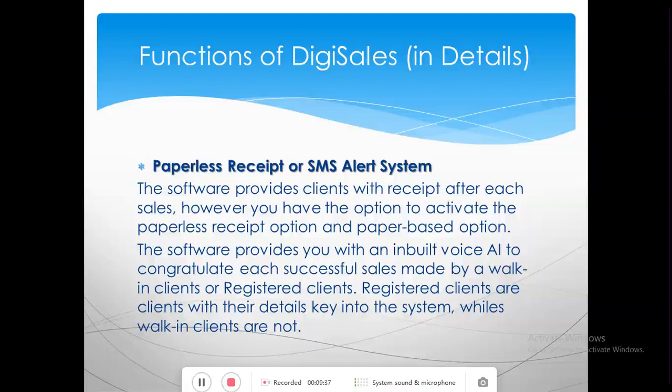DigiSales has another function called the paperless receipt. This is one of its kind in Ghana. The software is able to send SMS alerts to clients that have been registered in the system. This allows owners of the business to opt out of the traditional way of doing business where they get receipts. This time with this software, they can choose not to use the printer, but do it paperless.